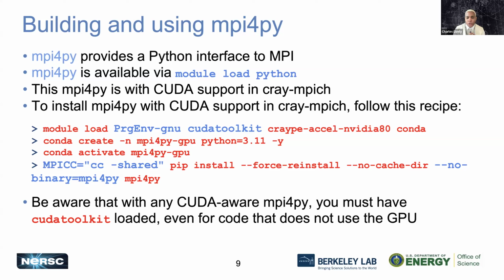So one caveat that you want to make sure you're aware of is that any CUDA-aware MPI that you need to make use of must have the CUDA toolkit loaded, even for code that does not use a GPU. So that's just another thing that you want to keep in mind. And a lot of these little nuances are also noted in our documentation. So you want to make appropriate use of all of our documentation. At the end of this slide deck, we have all of the pertinent links related to Python and Conda environments for you as well.